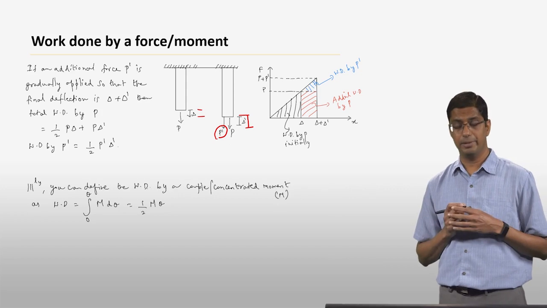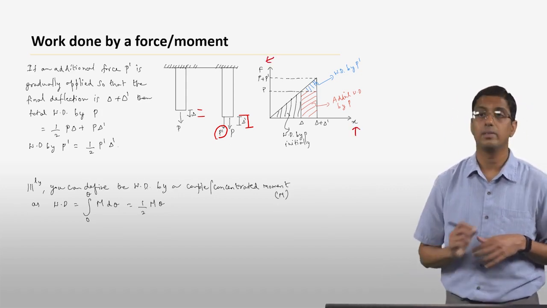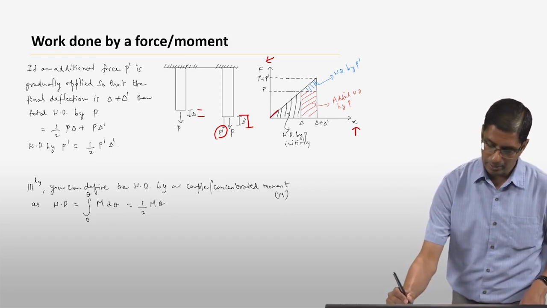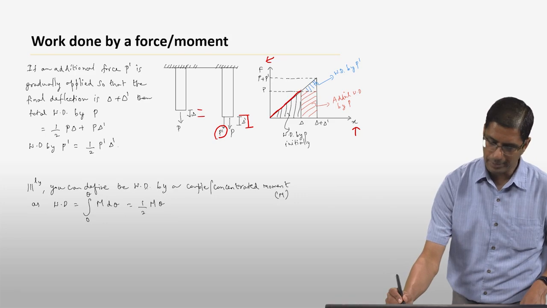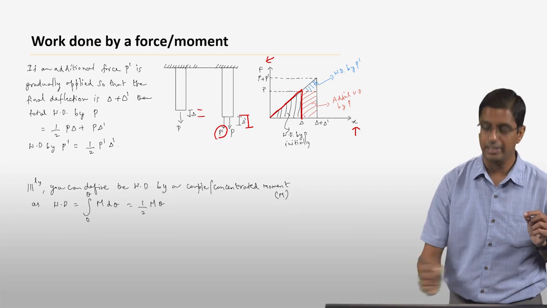The simple way to do it is actually to draw the force versus displacement diagram. Okay? So initially, if you think about it, you are slowly increasing the force from 0 to P. That is the first force. And the deflection corresponding to that was delta.